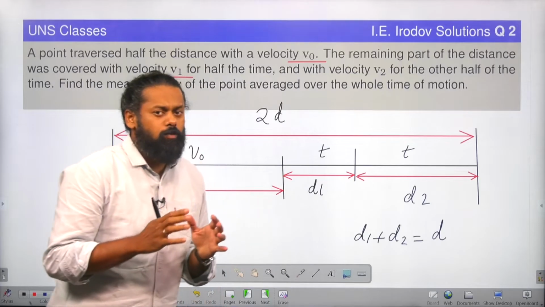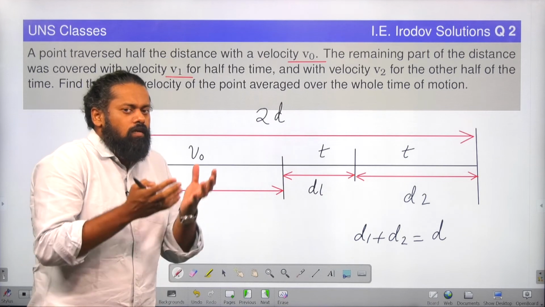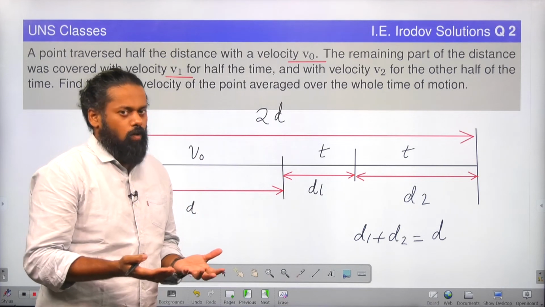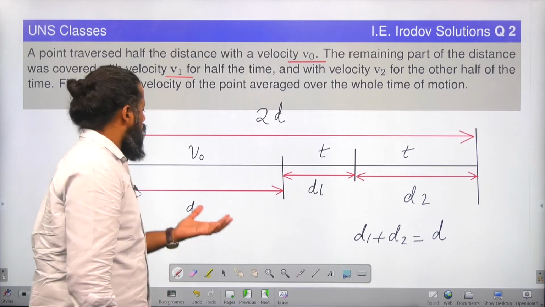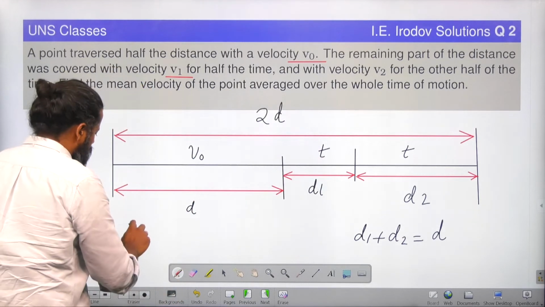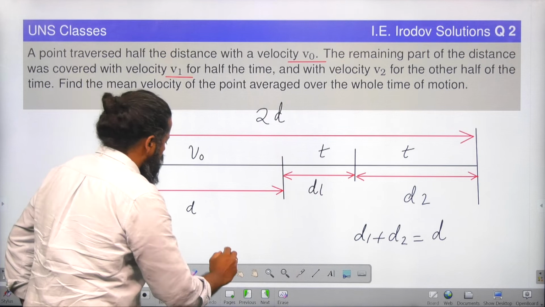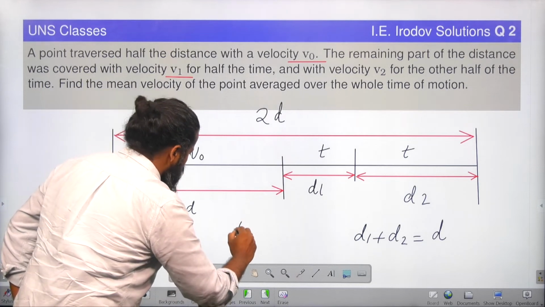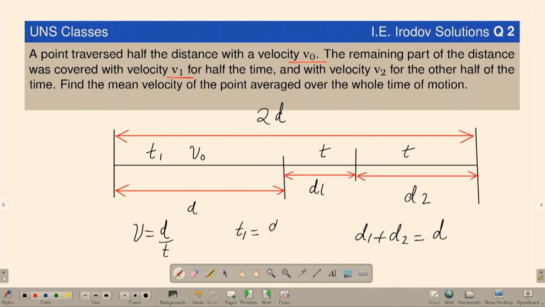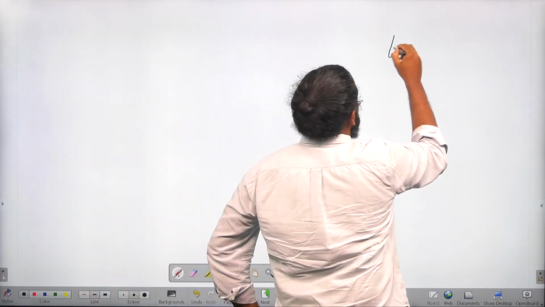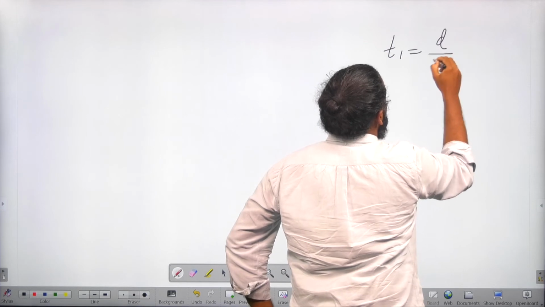This is a problem related to average velocity. Average velocity is total displacement divided by total time taken for the journey. Now, how much is the time taken here? You know that velocity is equal to displacement by time. Let the time taken in this case be t1. So what is t1? t1 is going to be equal to d divided by v0.